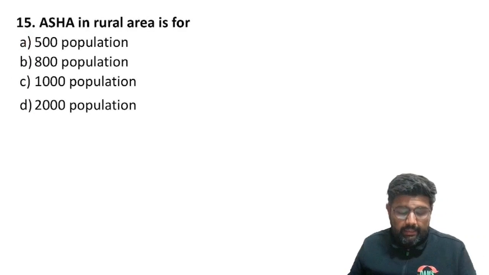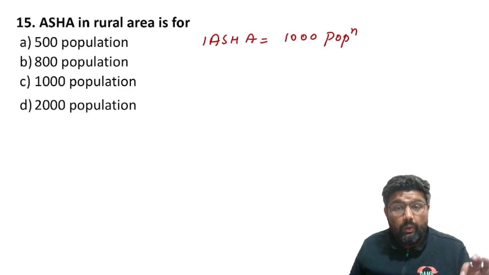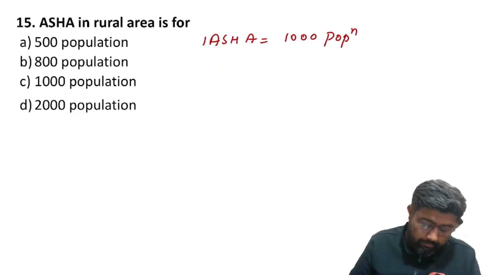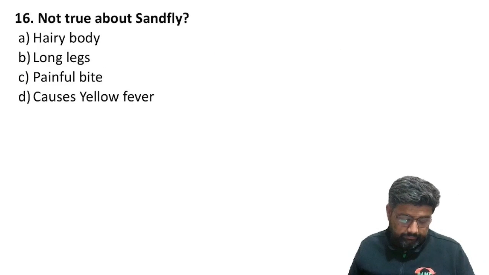For rural area, 1 ASHA is for 1000 population. So option C is the correct answer.